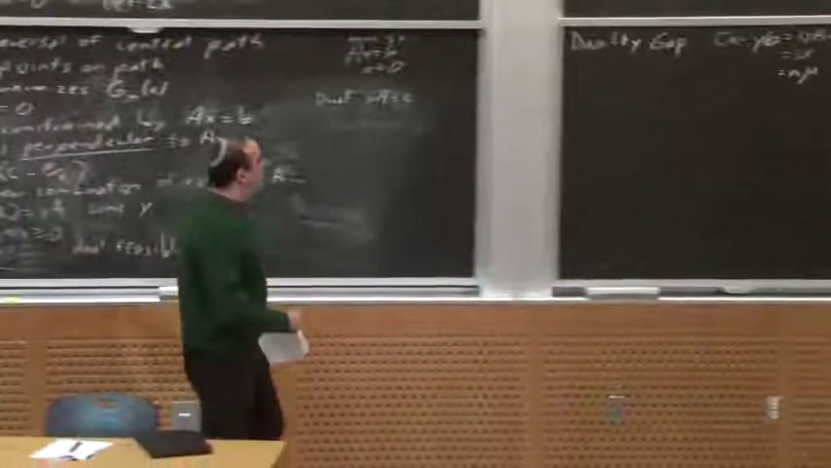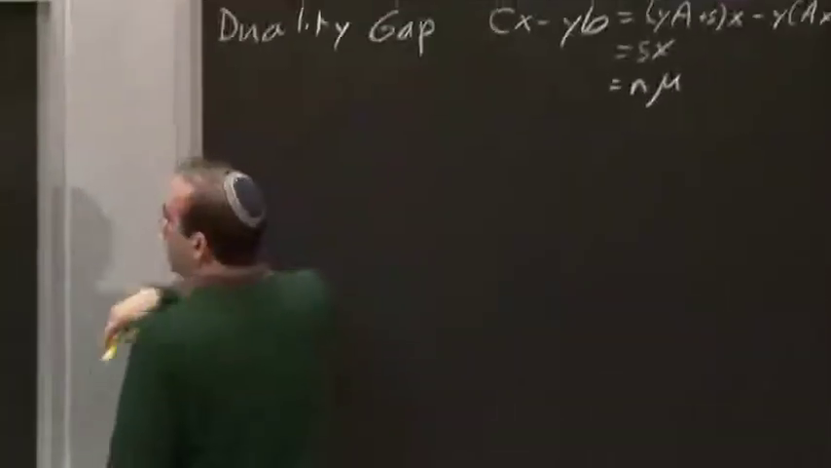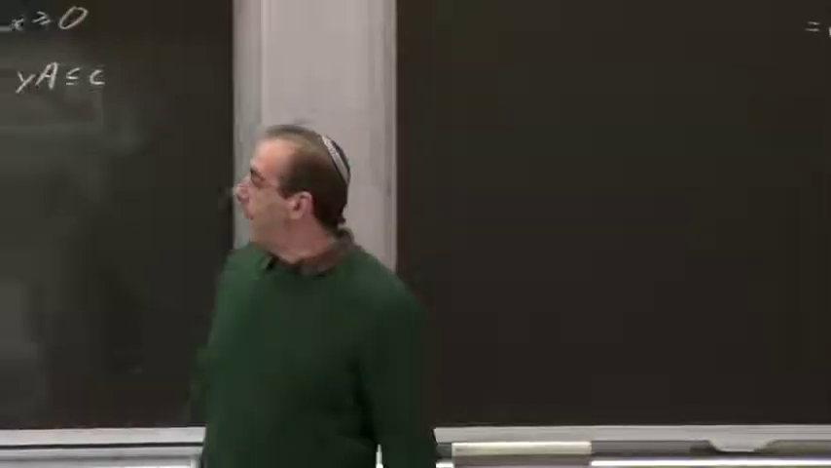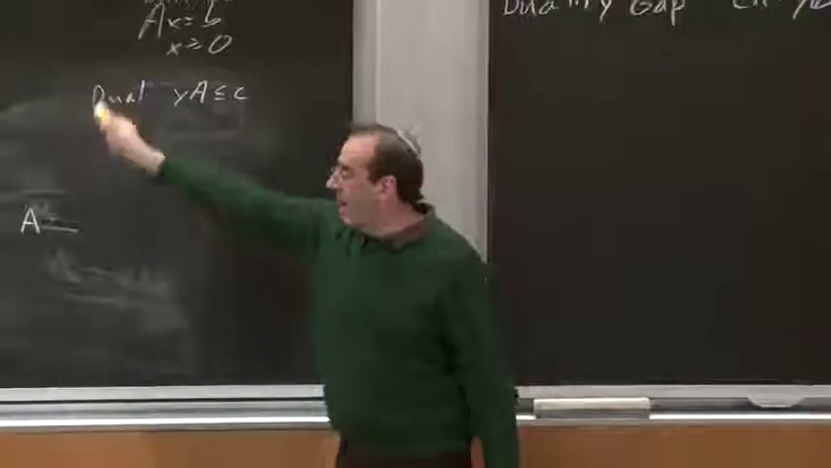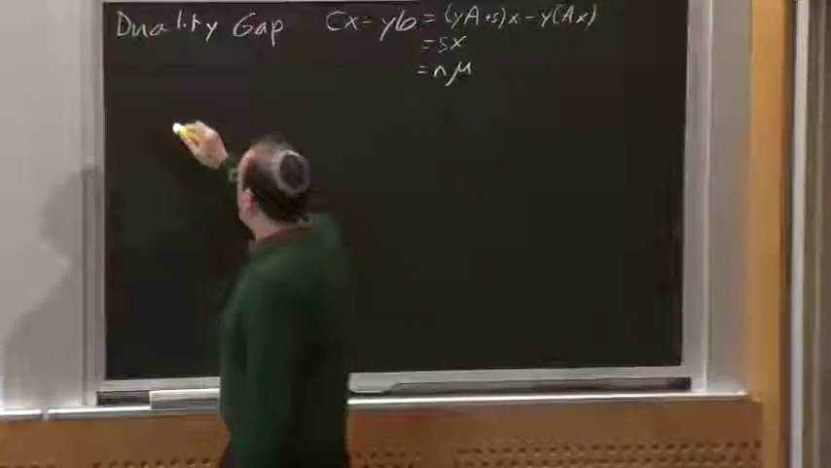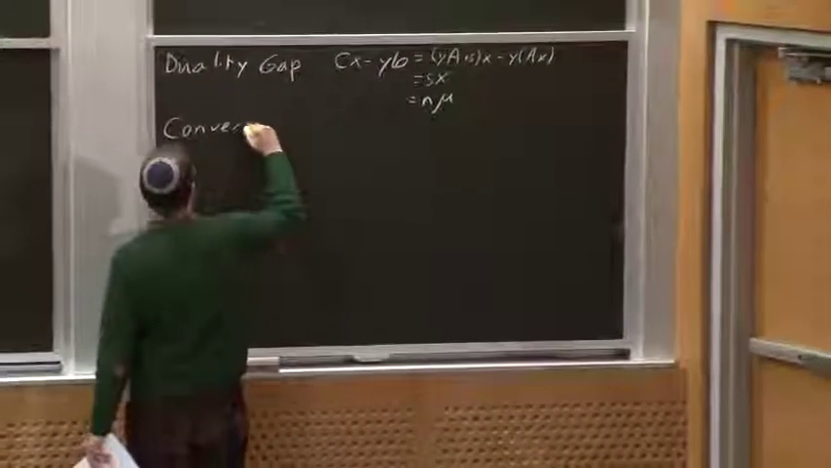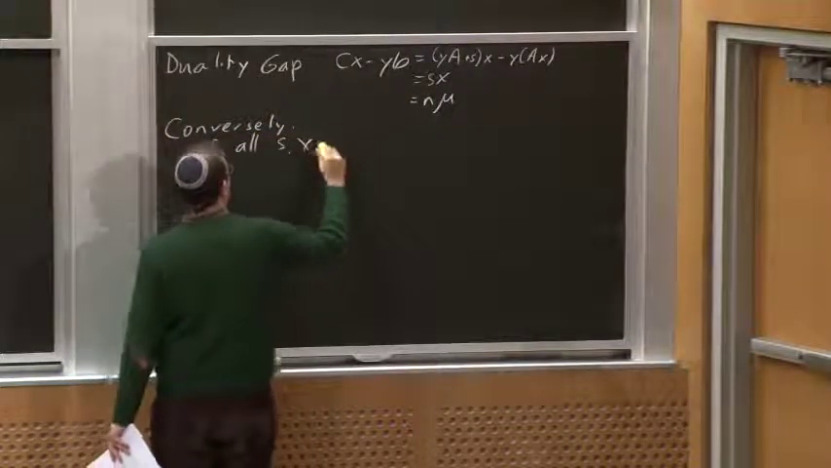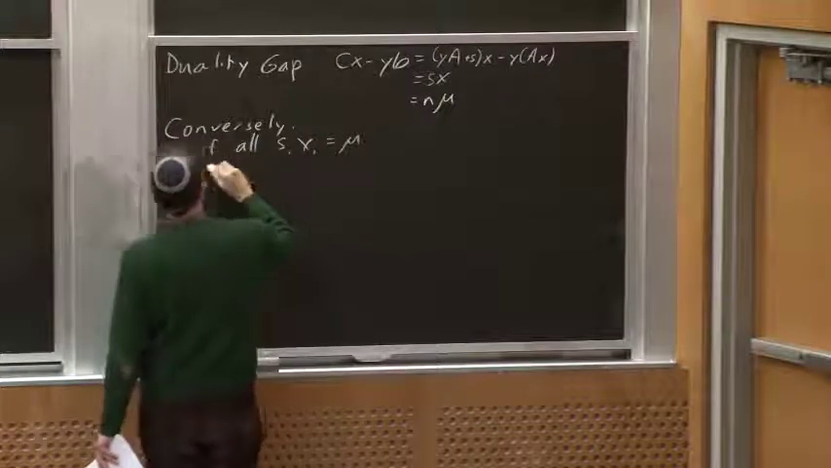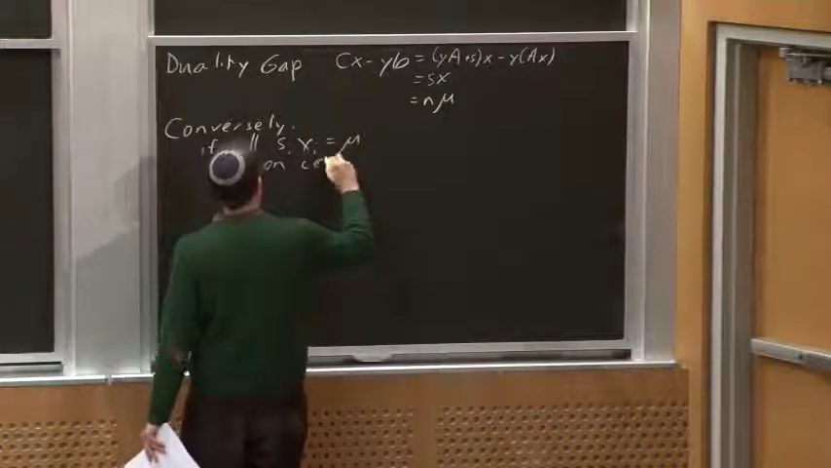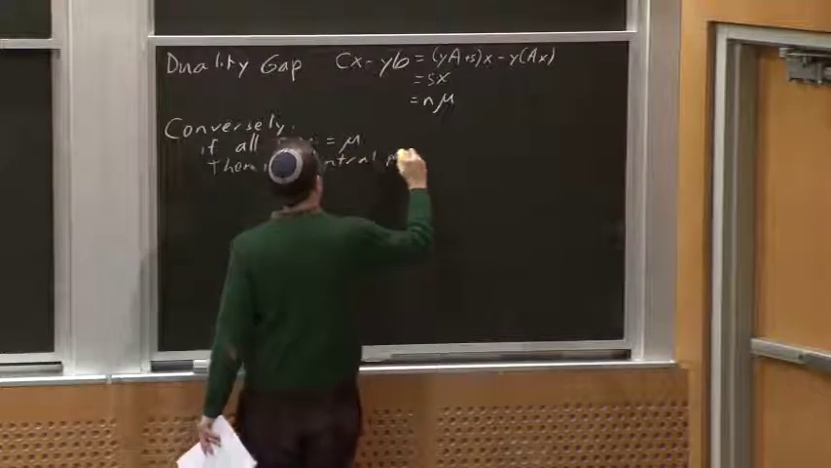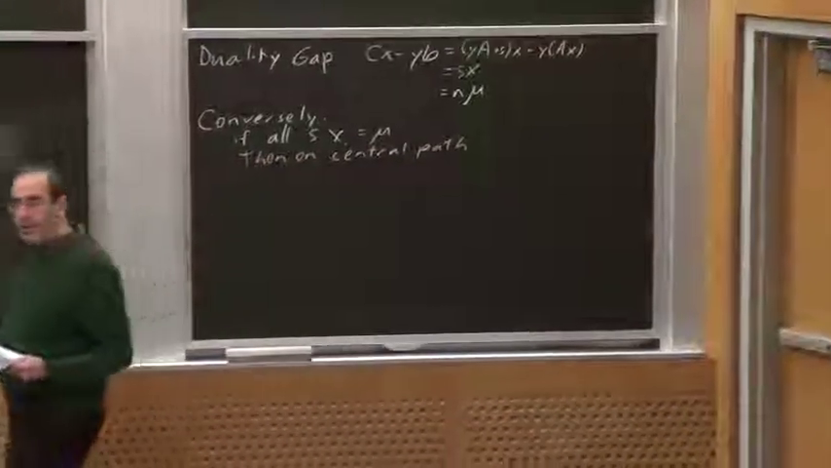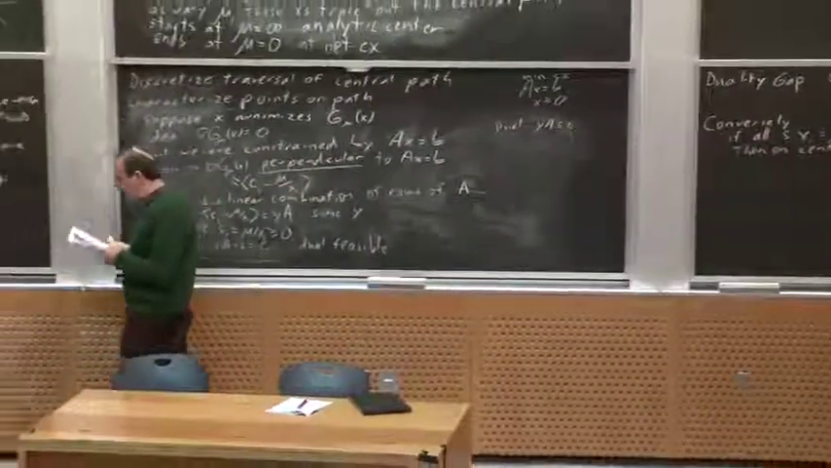Okay. Now, what's also very nice is that this analysis that I've just done is an if and only if. I started this analysis by saying, suppose that we're on the central path, and I concluded all of this stuff. But you can run it backwards. If all the si xi are equal to mu, then you are on the central path. So it's an if and only if condition. Okay, and we're going to use that.